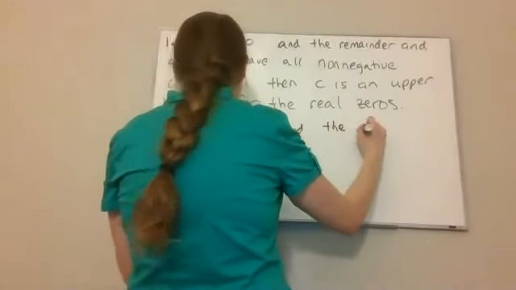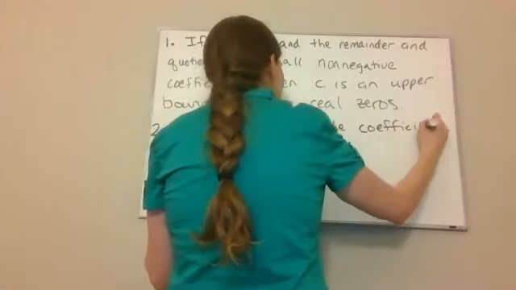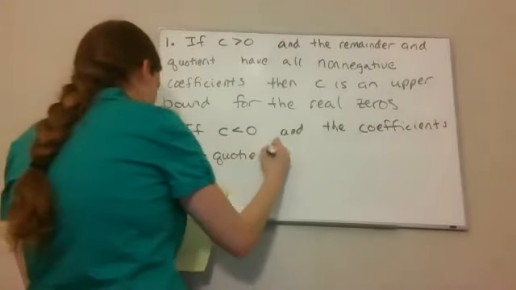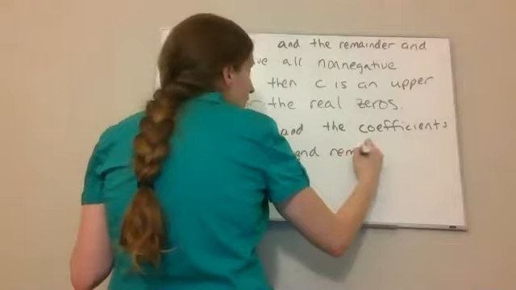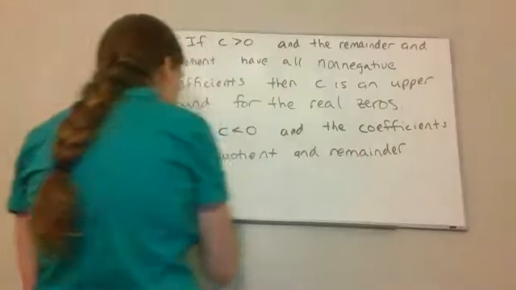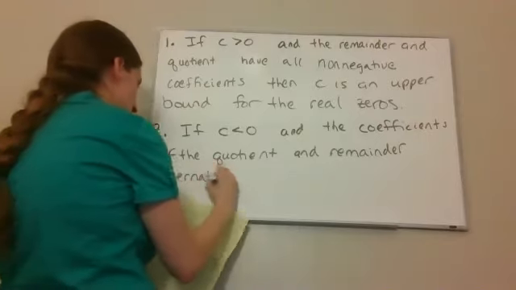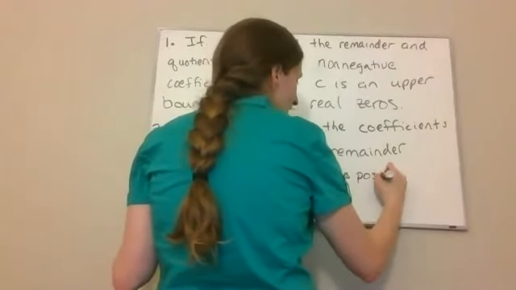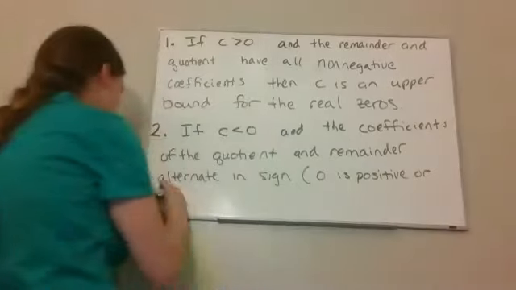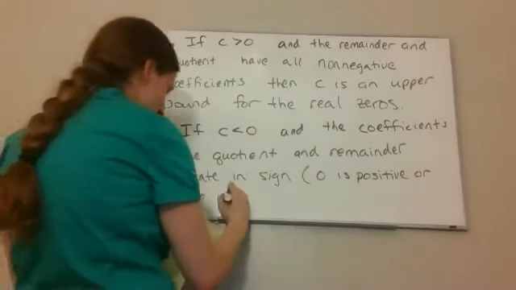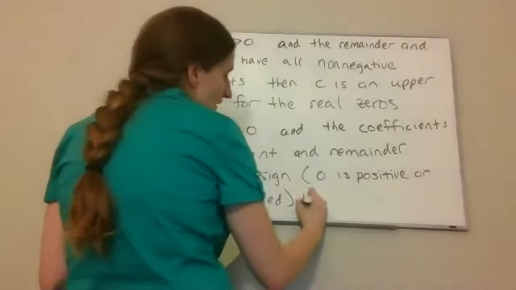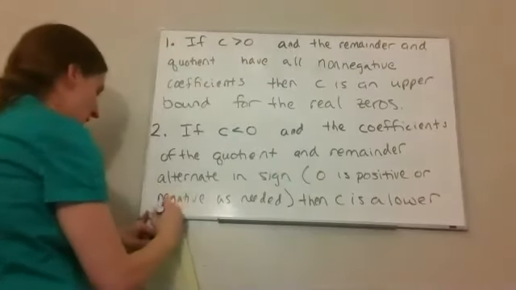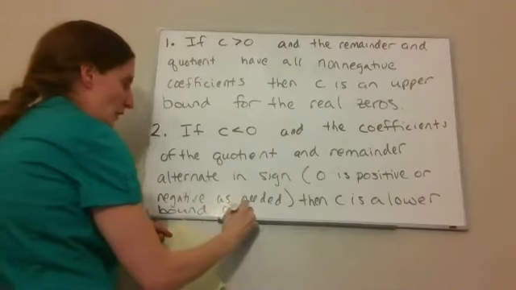and the coefficients of the quotient and remainder alternate in sign, and we take 0 as positive or negative as needed, then c is a lower bound for the real zeros.